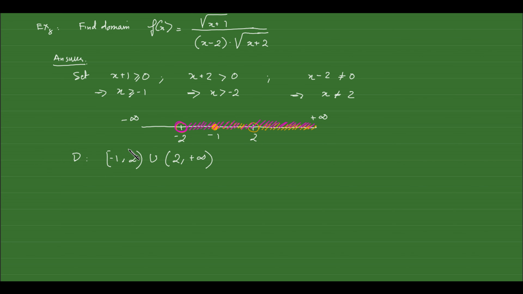So this is the final domain. Make sure that you find the intersection, the overlapping part. This is kind of a challenging problem. Most of the time, we don't do the radical on the top, just the radical on the bottom, or maybe the radical on the top and the fraction on the bottom like this. So you have to be flexible. Try to use logic.